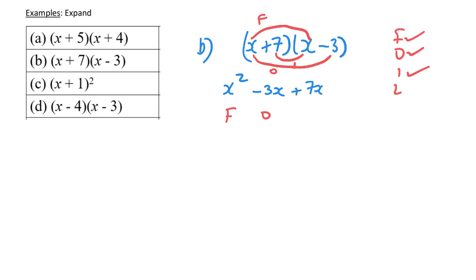So that's my inner ones. Then I need to do the last, which is 7 times minus 3, not take away, it's 7 times. And that gives us minus 21. That's our last. Then we look for similar terms, and hopefully we can see that we've got a minus 3x and a 7x. Minus 3 plus 7 is 4x. So this simplifies to x squared plus 4x minus 21.